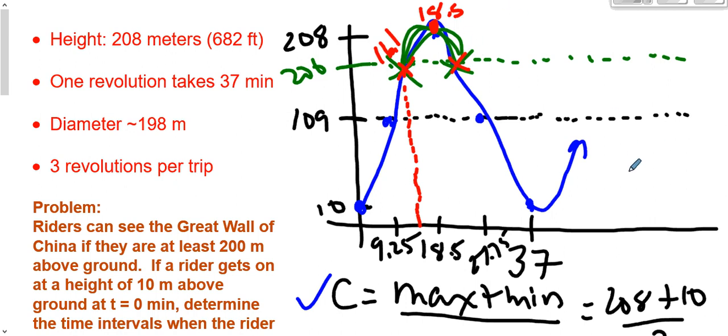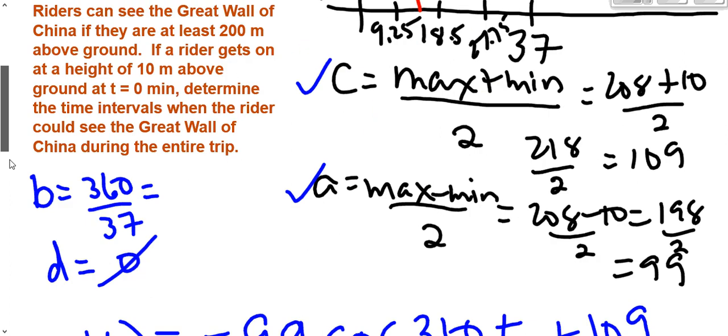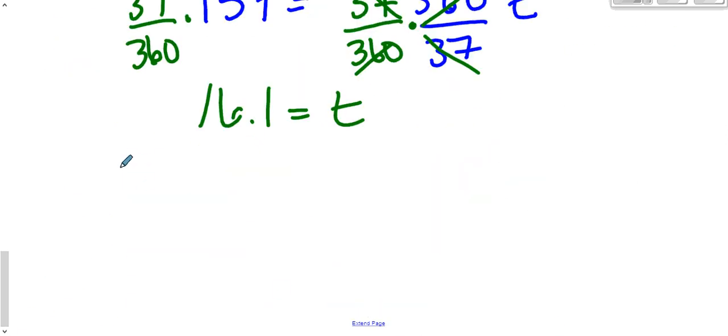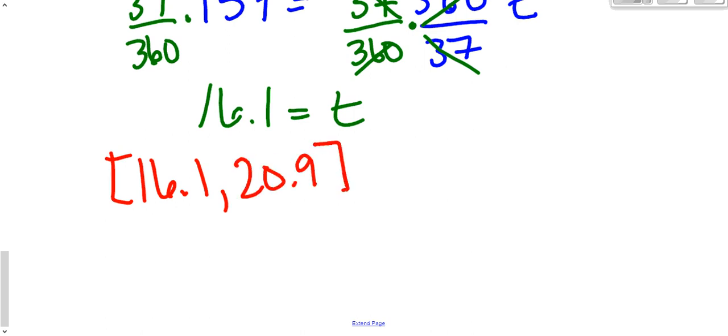So if I go 18.5 minus 16.1, I get 2.4. So if it's 2.4 time-wise to go to the top, then the other half would be another 2.4. So if I add another 2.4, I get 20.9, which means my first interval is going to be 16.1 to 20.9. So that's my first time interval where I can see the Great Wall of China.